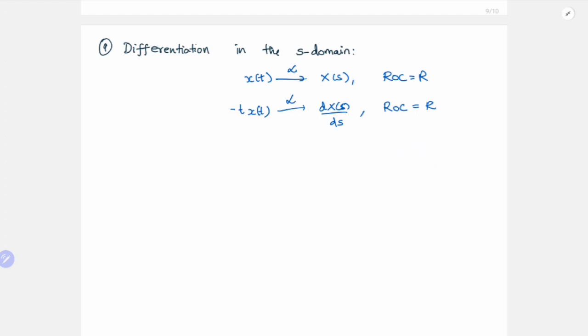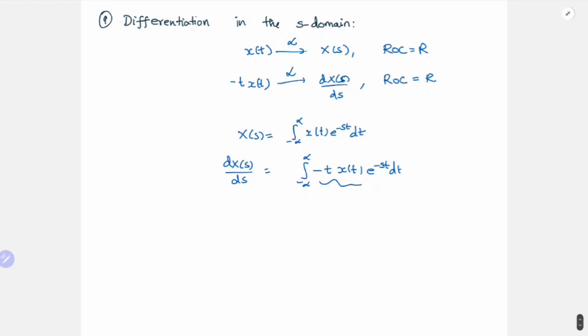So for this proof, you can take the Laplace transform, and dX(s)/ds. Again, you will get this minus t factor. So from that you can get this one.